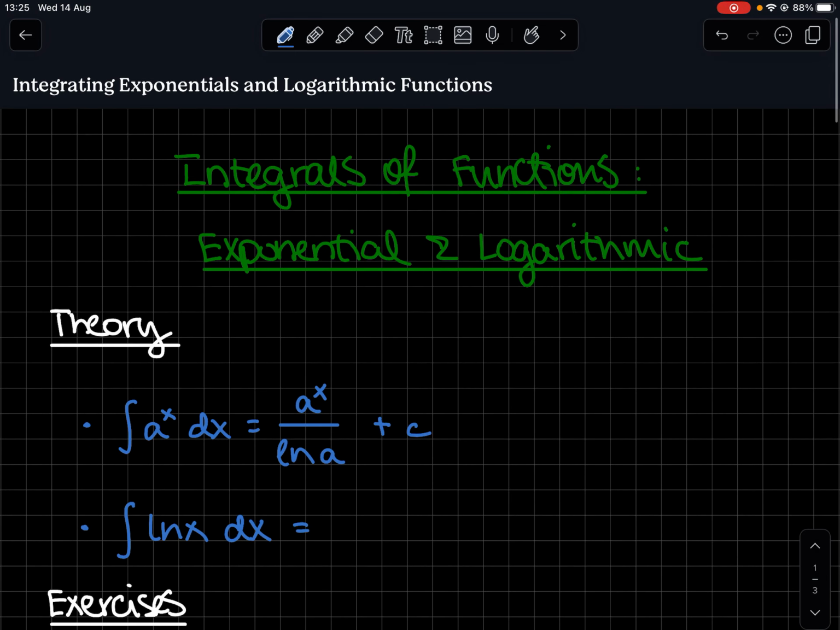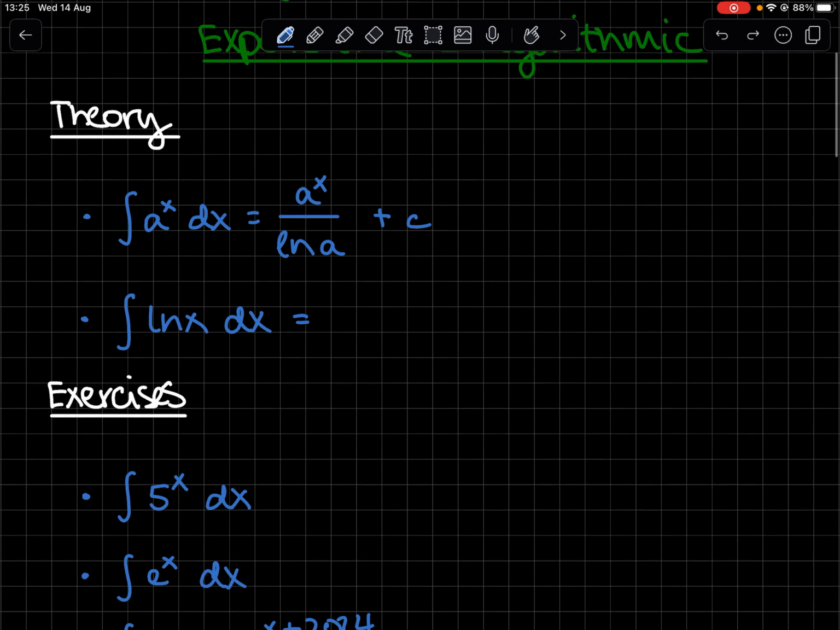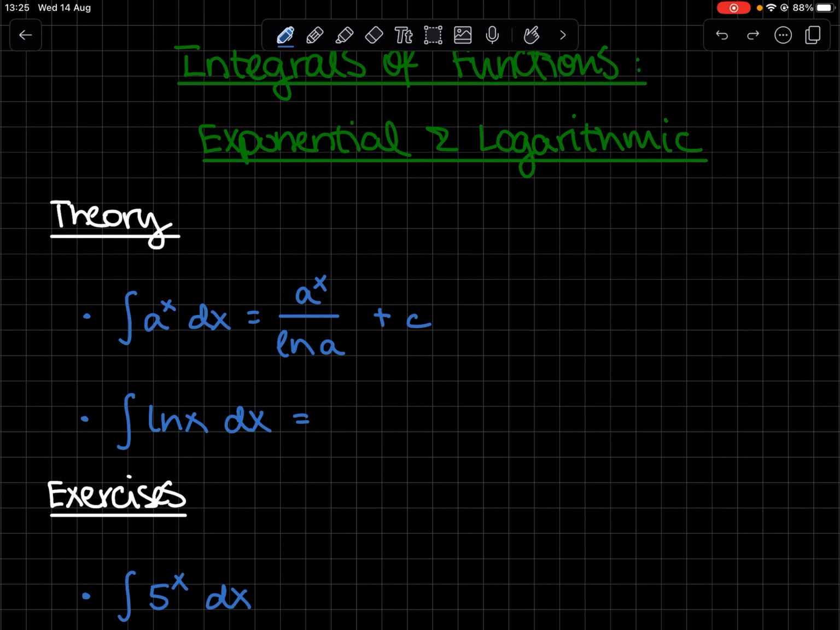So the first rule that you should know is that whenever you want to integrate a function of the form a to the power of x, where a is a constant, then the integral of that function will just be a to the power of x divided by the ln of a plus c, of course. And of course, this works for a being a constant.